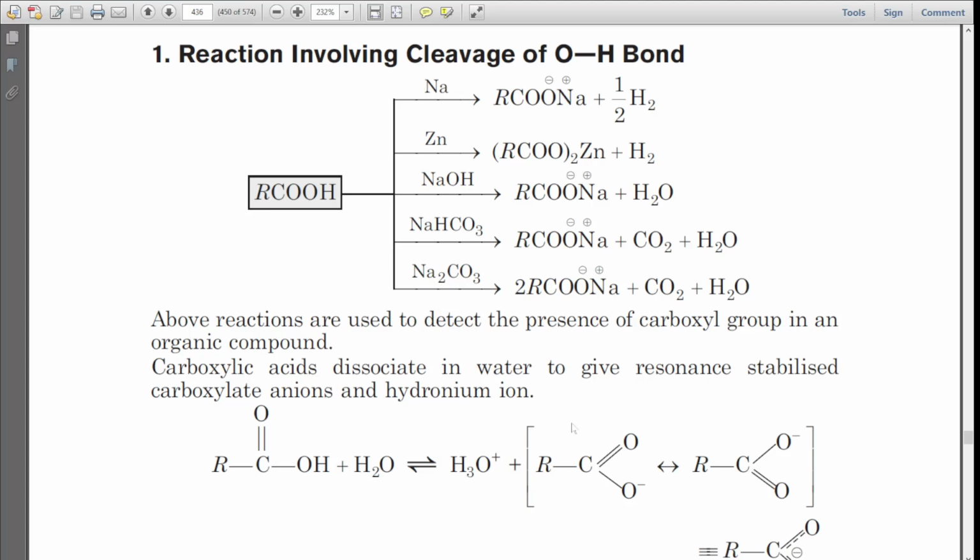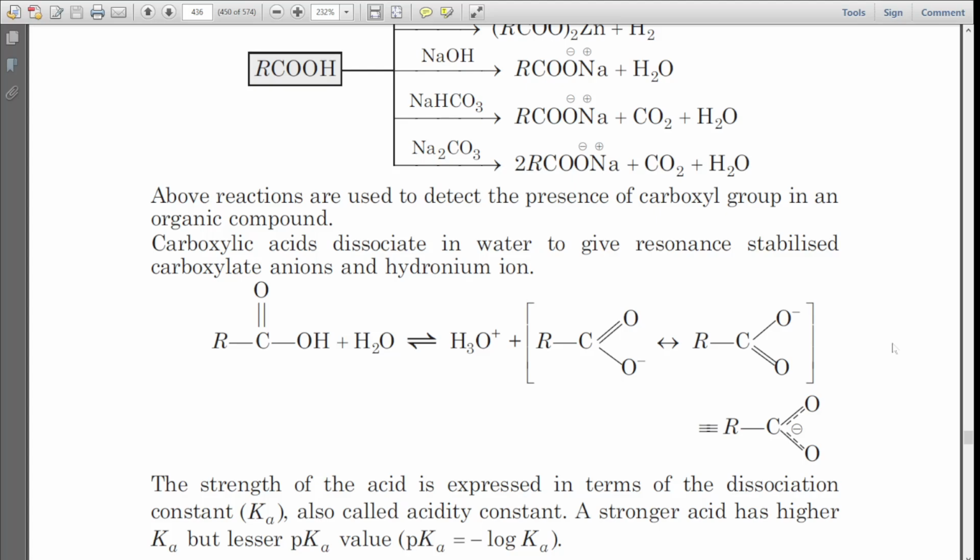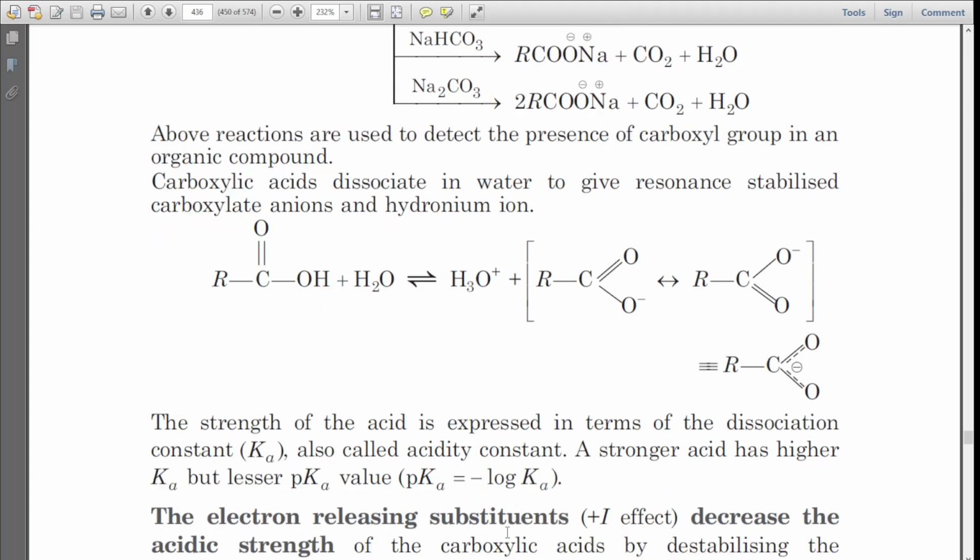Now, carboxylic acid dissociates in water to get a resonance stabilized carboxylate ion and hydronium ion, and this structure is extremely stable, which is the major reason for the extreme acidity of the carboxylic acid. The acidity of any species is measured by the dissociation constant, which is known as Ka, also known as acidity constant. A stronger acid will have a higher Ka but a lower pKa, which we have discussed before also. pKa is minus log Ka, and the similar logic goes for basicity when we would be studying about amines.